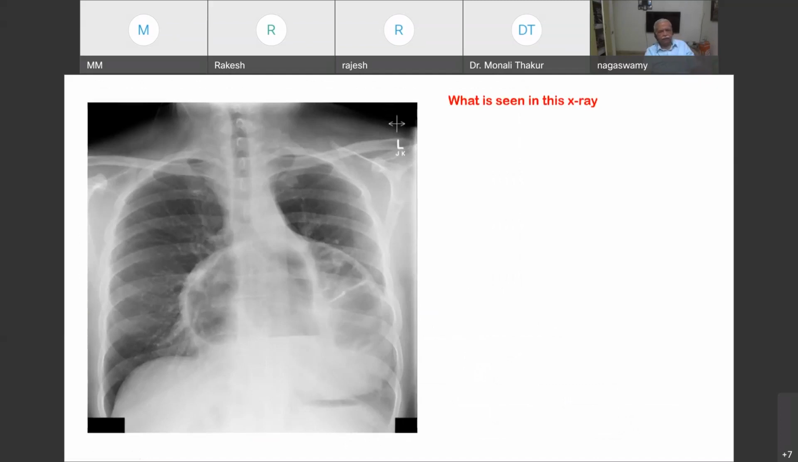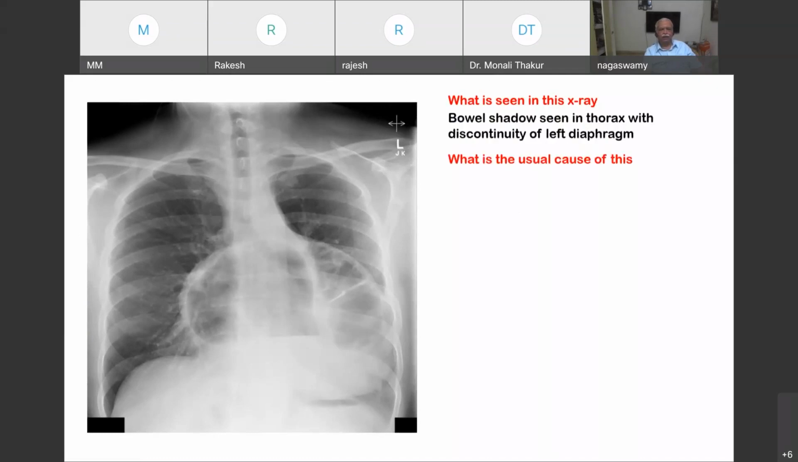What is seen in this X-ray? A little bit quick. I'm leaving for outstation today at 8:30. My train is at 8:30. So I'll rush through.